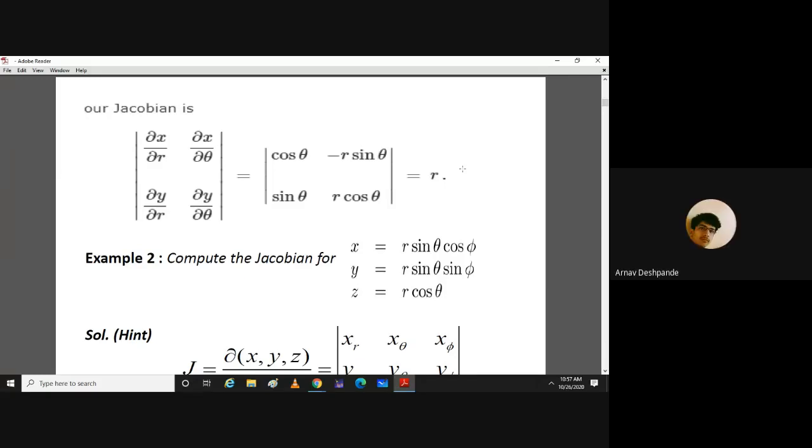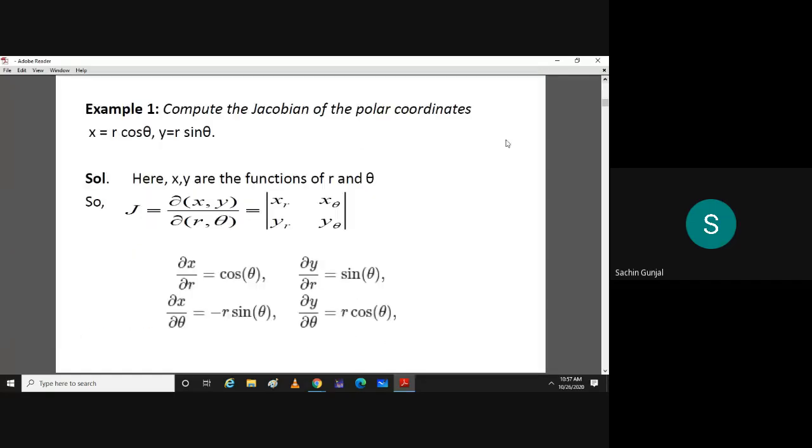Yes, sir. Okay. Sir, can you please go to the previous page? Yeah, sure. I hope the definition is clear to everyone. Sir, could you explain it once more?